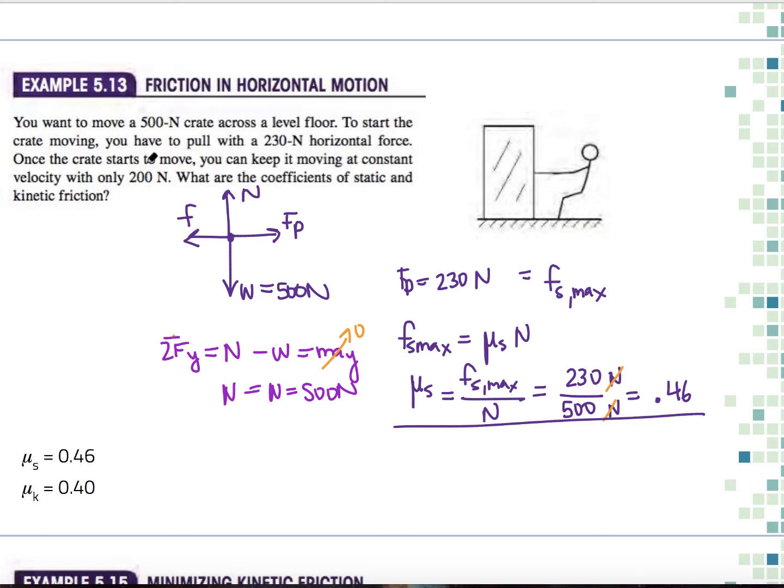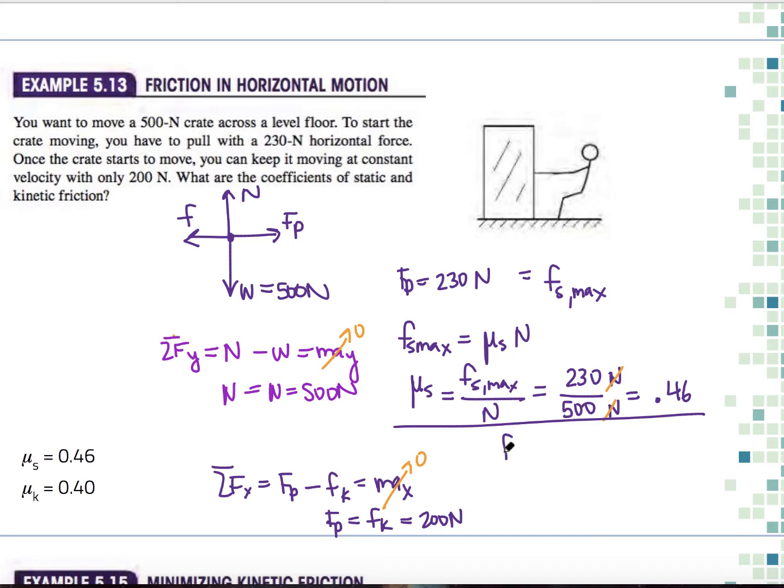So once it starts to move, I can keep it moving with a constant velocity of 200 newtons. So here I'm thinking, all right, sum of forces in the x direction is going to be my pulling force minus my kinetic friction force, equal to ma_x. And they just told me that this acceleration is 0 because I'm moving at a constant velocity. So my pulling force is equal to my kinetic friction, which in this case is equal to 200 newtons.